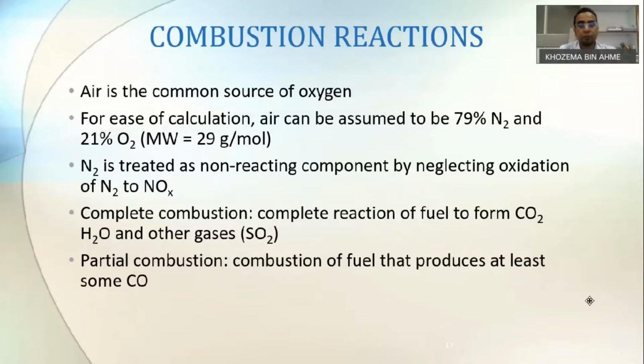Now, we would like to find the cheapest and most common source of oxygen, and air is the most common and cheapest source of oxygen. And if you look at the composition of air, it contains nitrogen gas, oxygen gas, carbon dioxide, carbon monoxide, and other gases. But in our case here, to make our calculation easier, we can assume that air only has 79% nitrogen and 21% oxygen. And we can say that the average molecular weight of air is 29 grams per mole.